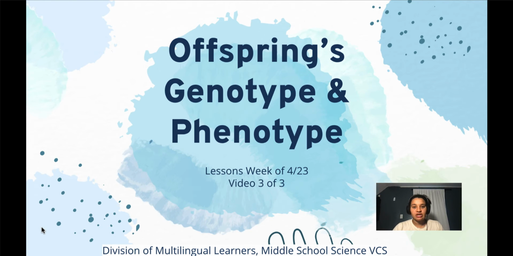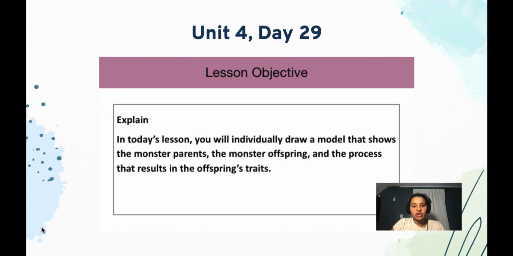This is the video that gives students an opportunity to determine the genotype and phenotype of their potential monster offspring. This material comes from Unit 4, Day 29. The previous videos address concepts from Day 27 and 28. So this video is the third and final video in this lesson sequence.